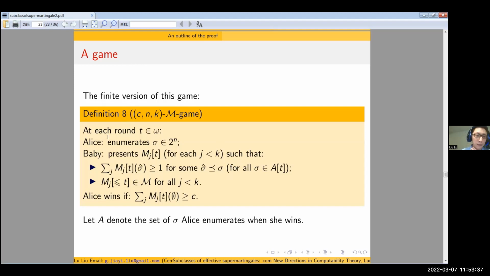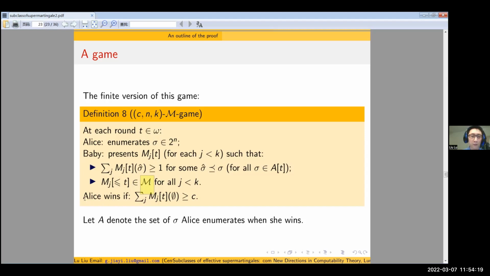This is an n-round game. At each round, Alice first enumerates a string which she has not enumerated before, and Baby should present k many supermartingales m_j so that the following is true. But first, Baby has to allocate enough money on some prefix of the string Alice enumerates. So he has to catch up with Alice, roughly speaking. And of course, the sequence Baby presents should be a member of this big M.